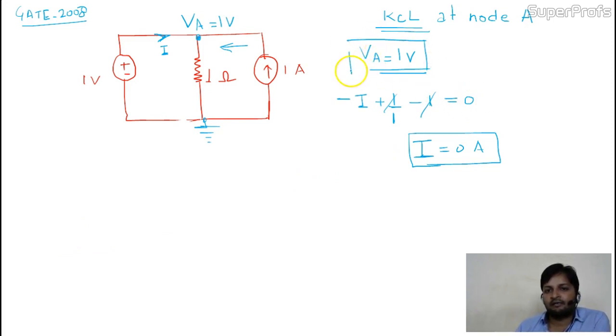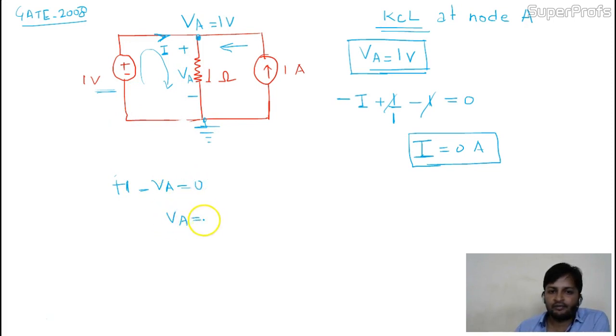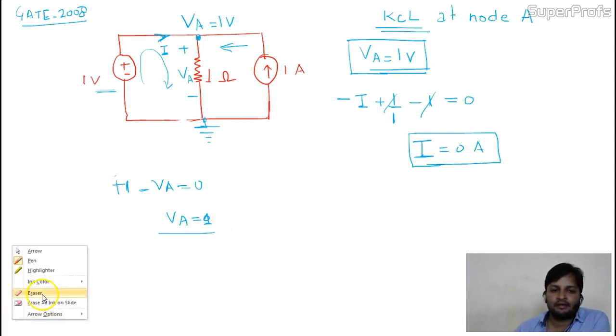Why am I taking VA equal to 1? Because VA is given already. VA is the voltage across the 1 ohm, or not, tell me. So if you apply KVL here, we get positive 1, I came here, minus VA, here, here, again 0. So V equal to 1. Is it clear? Good.